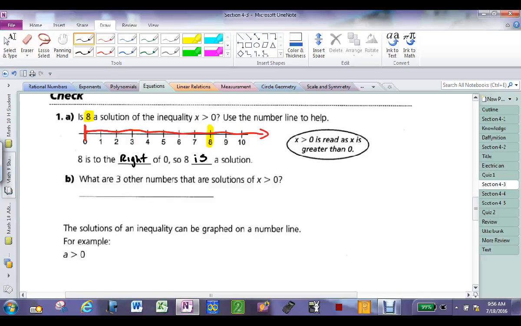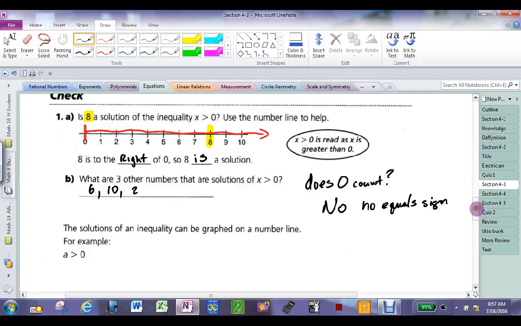Now, here is something that for some reason you don't understand. What are 3 other numbers that work here? 6, 4, 10, 2, 1. How many numbers are there? Infinite. Can they be decimals? Yep. Fractions? Yep. Irrational numbers? Yeah. Excellent. Everything that red line covers counts. Does 0 count? No. I was tricking you, because there's no equal sign, and 0 is not greater than 0.